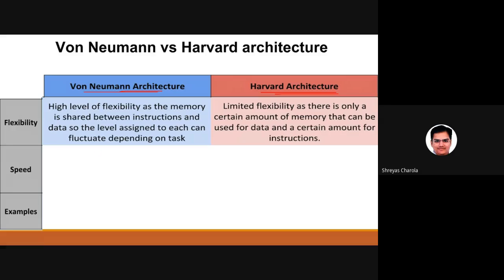What about the speed? Which will have more speed, the Von Neumann or the Harvard architecture? I think Von Neumann, sir. Okay. What about the rest of the students?